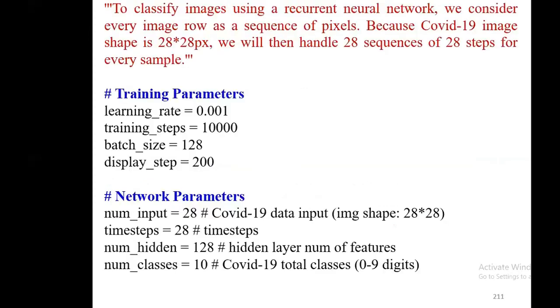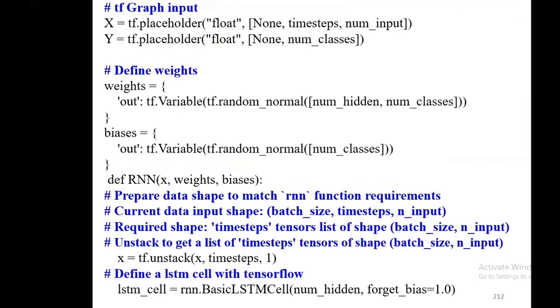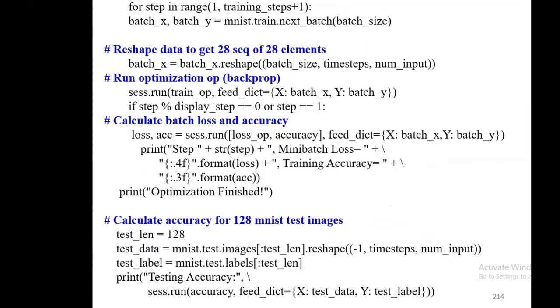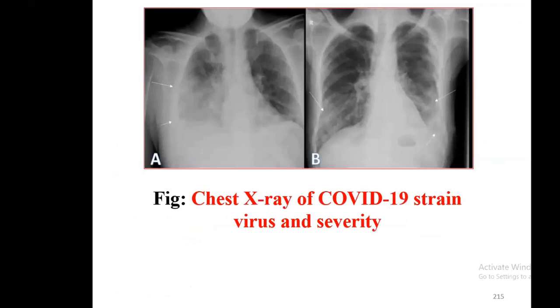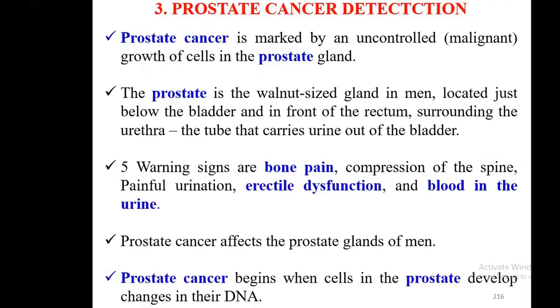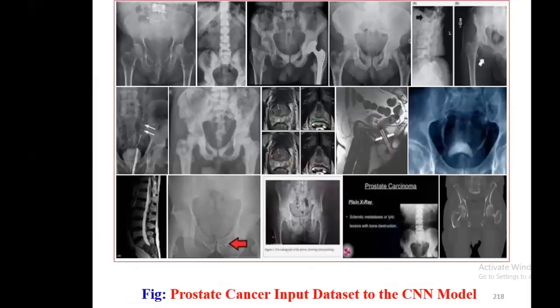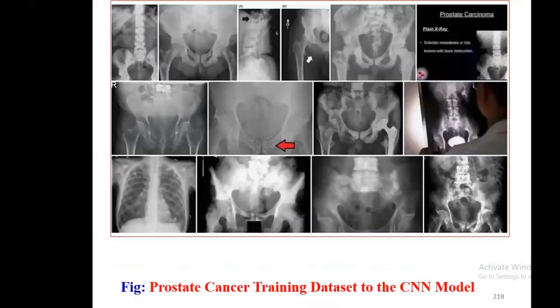I have used RNN, especially training parameters, network parameters, graph input, define weights. These are the functions I have applied in this. Finally, I got the X-ray images, X-ray, COVID-19 strain virus, and severity levels. Then prostate cancer, I have executed one more database application. These are the symptoms of prostate cancer. I have collected various X-ray images from Kaggle, UCI, Google database, and Microsoft database.